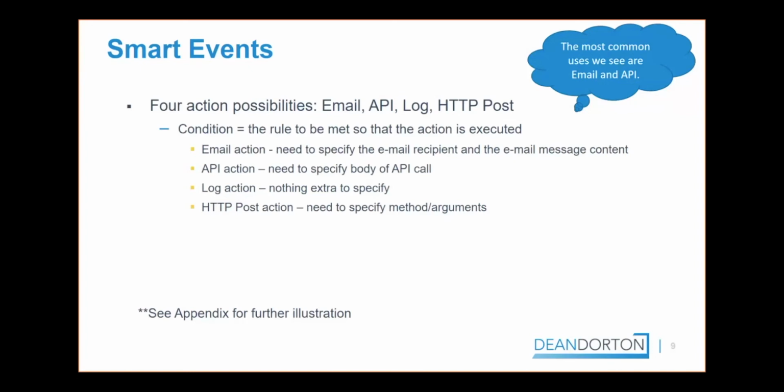An API action, you need to specify the body of the API call. We can see that in the appendix, but basically it's just entering in the different arguments for the fields that you want to be completed. And then there's a logging action, which means you don't really have anything extra to specify, but the system is going to log it. In the HTTP post, you need to specify your method or your arguments. Again, that's something that more of the developer people tend to be into, but we do have additional information on that if you find it helpful.